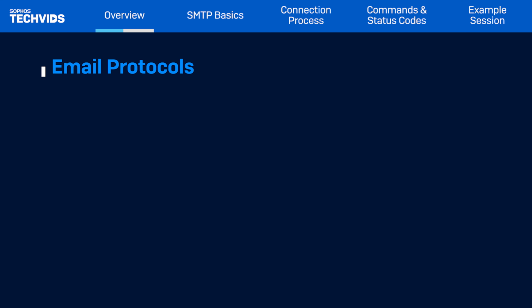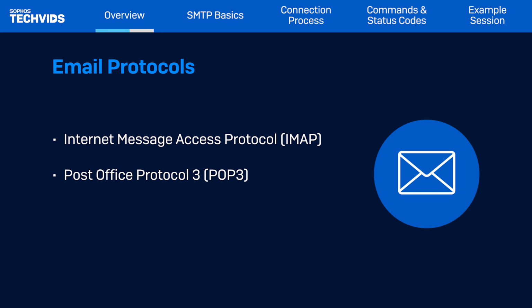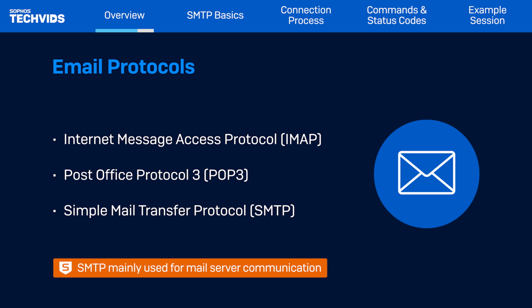With that said, let's talk about email protocols. Email consists of three protocols: Internet Message Access Protocol, known as IMAP, Post Office Protocol 3, known as POP3, and Simple Mail Transfer Protocol, known as SMTP. Each of these protocols have their different applications. We'll mainly be talking about SMTP since it is mostly used for mail server communication. However, SMTP does work alongside POP3 and IMAP, which are used by email clients to retrieve emails from servers.